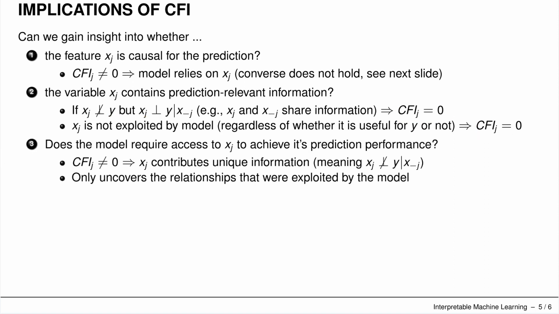And the last interpretation goal was, does the model require access to x_j to achieve its prediction performance? And that's exactly what CFI wants to answer. So if the CFI is non-zero, then it means that the feature contributes unique information. Unique information meaning x_j being dependent on y conditioning on x minus j. But still, remember, it only uncovers the relationships that were exploited by the model. So what's not detected by the model can also be not detected by the CFI.